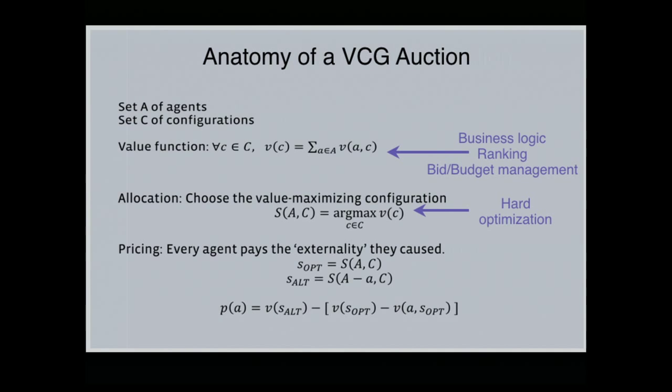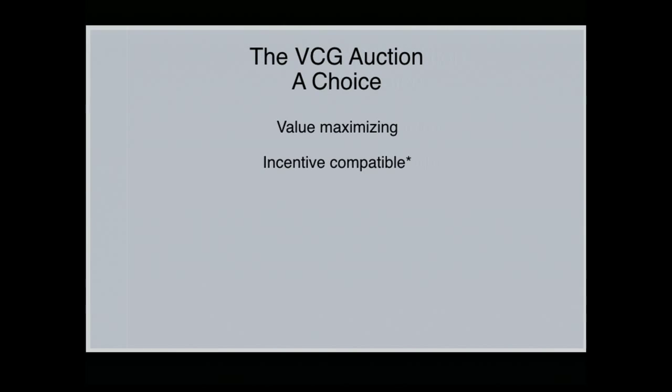Then, given these values, we have to solve this optimization problem. We said incentive compatible had an asterisk, but we could put an asterisk next to value maximizing as well, because we're trying to find the optimal allocation, but we're taking many shortcuts that won't actually find it in practice, though we're doing our best.